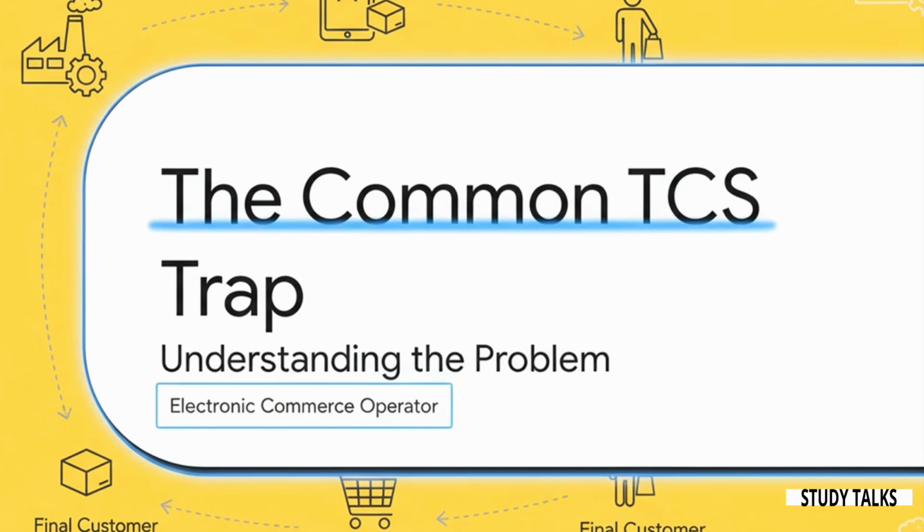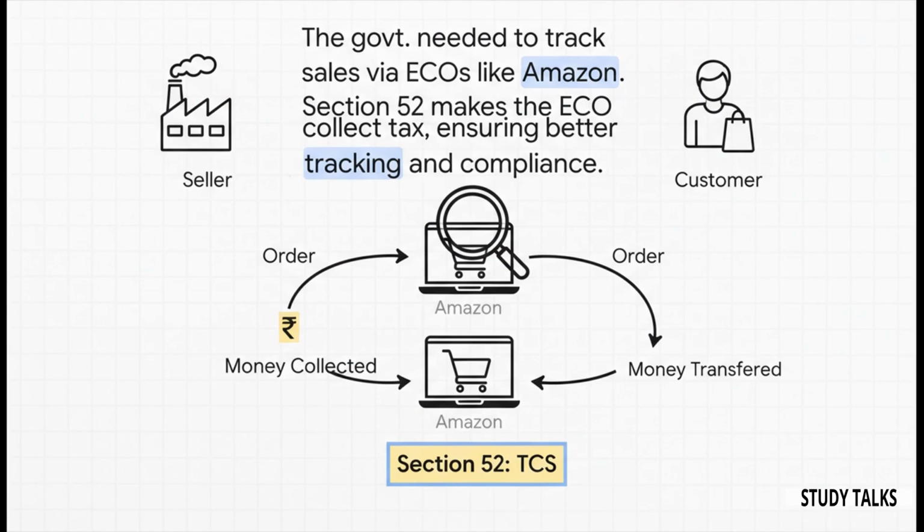Well, it's all about the 3 main players in this little game. You've got the supplier, the e-com like Amazon, and of course, the customer. Let's quickly break down who does what. Just think about it for a second. A seller lists their product on Amazon. A customer comes along and buys it. Amazon collects the money from the customer and then passes it on to the seller, right? But only after taking its own commission.